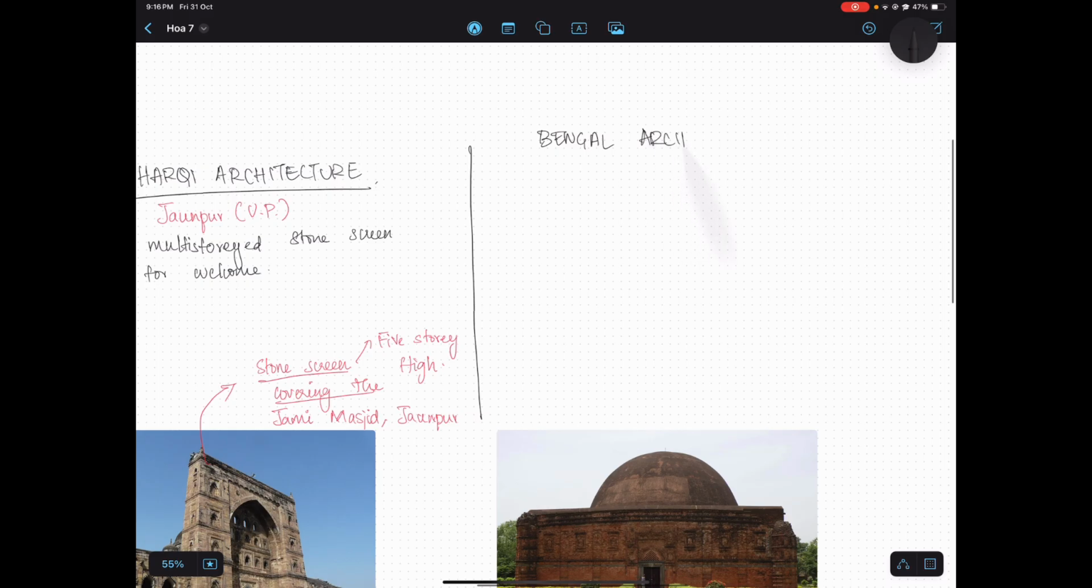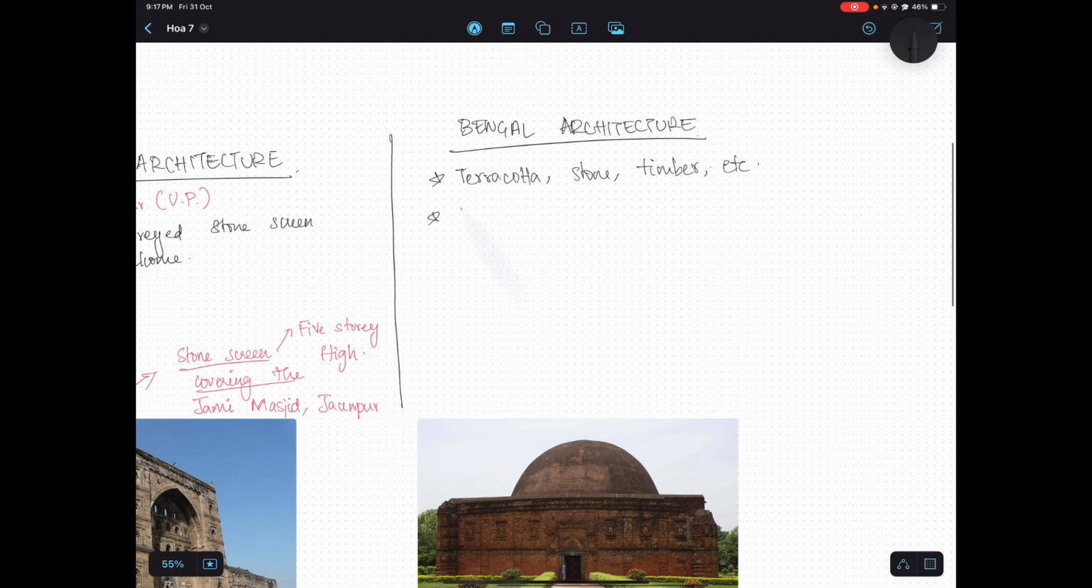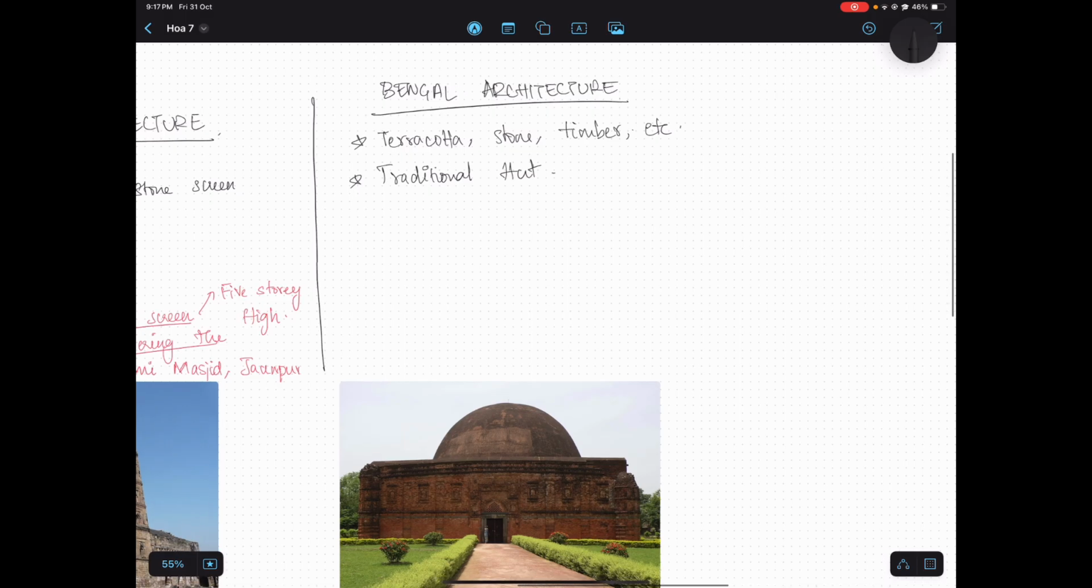Then we have Bengal architecture. Just like the temples, Bengal architecture has extensive use of materials very local to them. They used a lot of mud, wood, terracotta, stone, timber, etc. And sometimes they even took inspiration from the traditional huts of Bengal, just like how they took inspiration from traditional huts for the temple constructions.